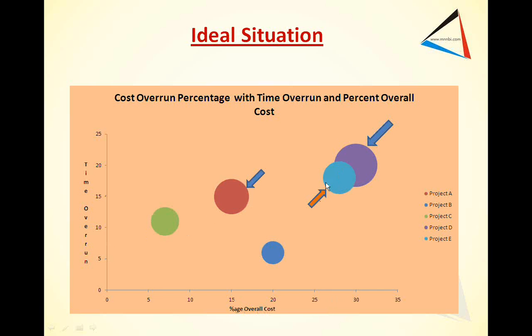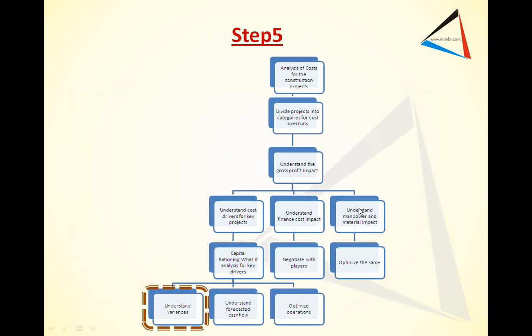This value has to go up. So that means it should go up. And for project D and for project A, they should actually come down. That means the percentage overall cost should come down, and the time overrun should also come down. And the cost overrun graph circle should also fall below.